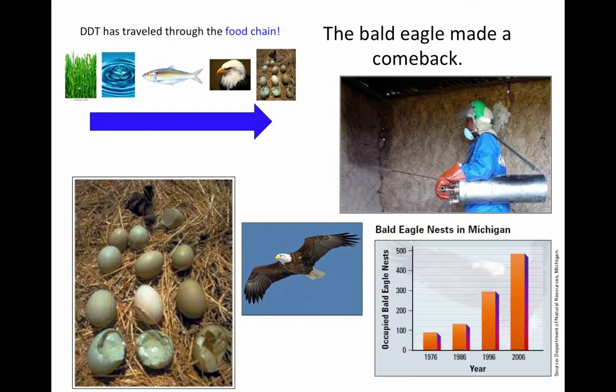From this chart, you can see that in 1976, the number of bald eagle nests was very low. But the government passed laws saying that farmers could no longer use DDT. With DDT no longer in the ecosystem, bald eagles were able to make a comeback. By 2006, you can see that the number of eagle nests dramatically increased.